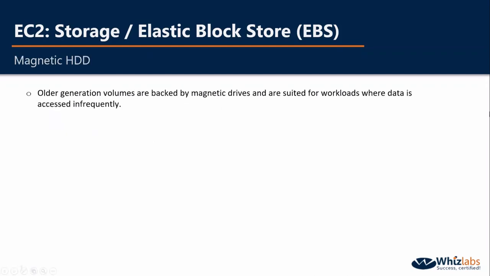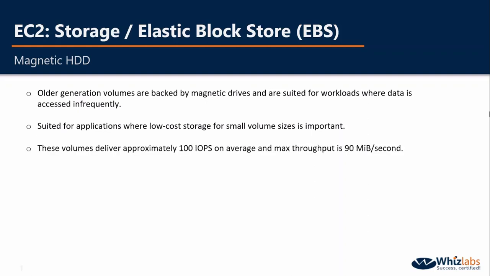The magnetic hard disk drives are older generation volumes that are backed by magnetic drives and are more suited for workloads where data is accessed infrequently. It is suited for applications where low-cost storage for small volume sizes is more important. These volumes deliver approximately 100 IOPS on average and maximum throughput is 90 megabits per second.